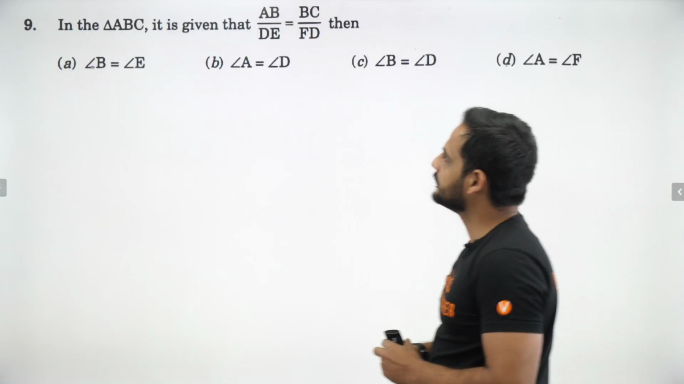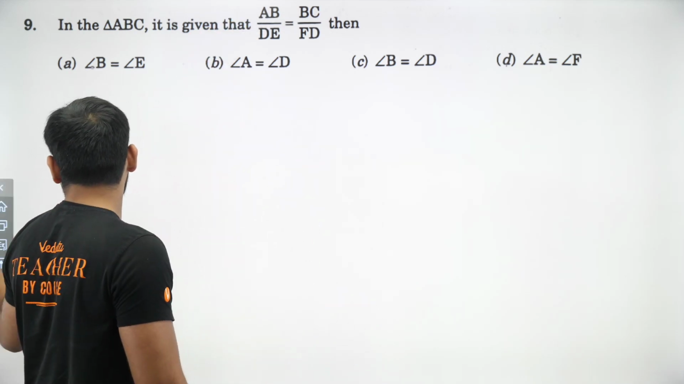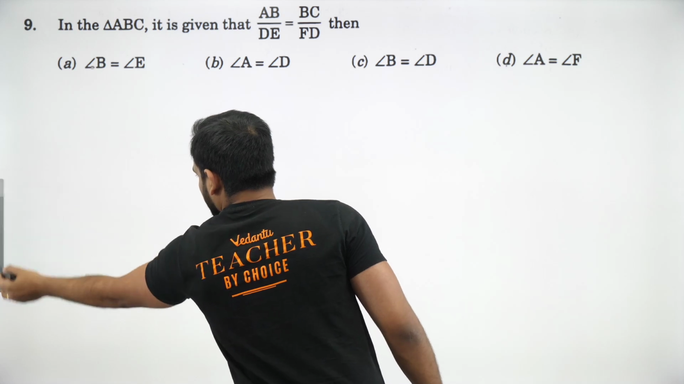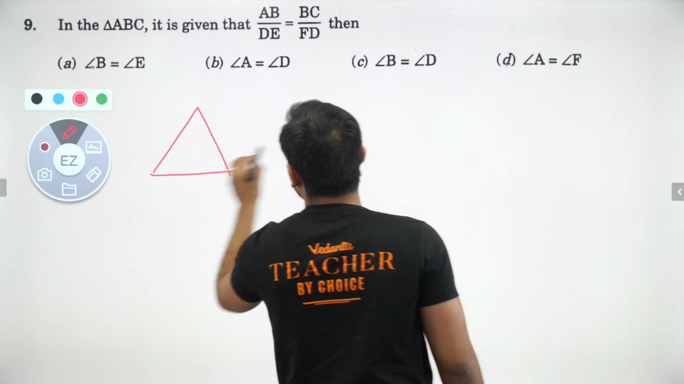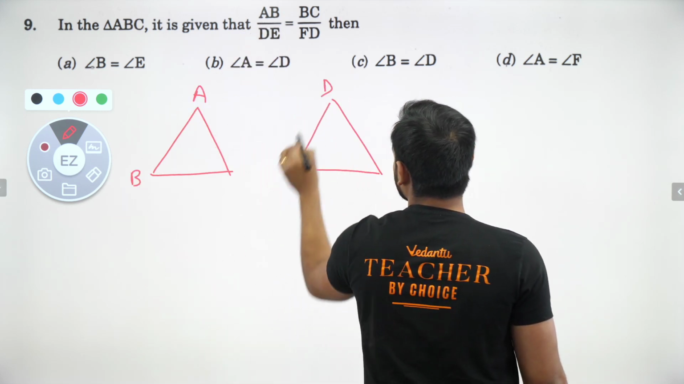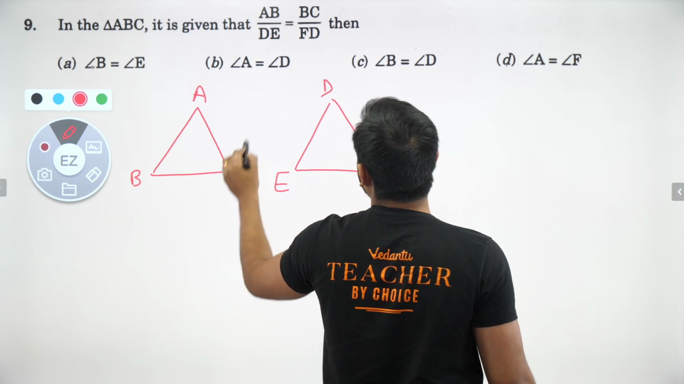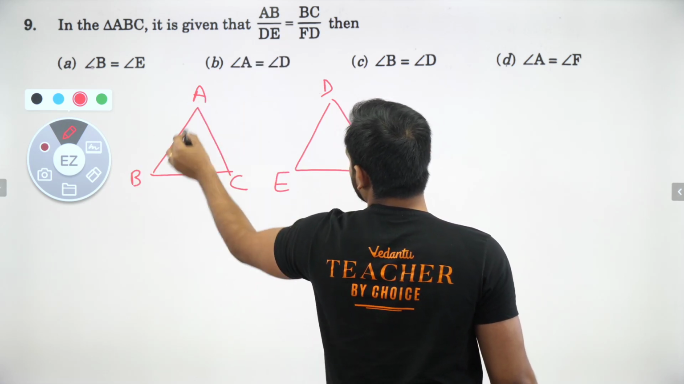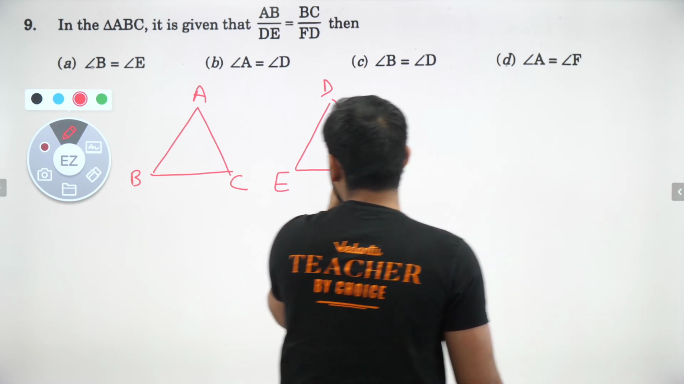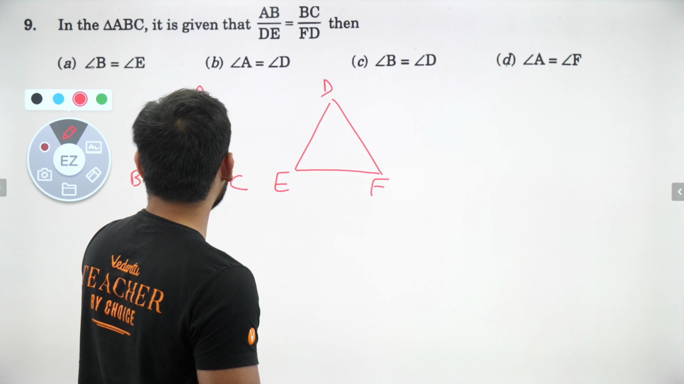The next question is this. In the triangle ABC, it is given that AB by DE is equal to BC by FD. Then, first think about how the triangles must have been. Draw two triangles. AB and DE are corresponding sides. Then BC and FD. AB is here, DE is here, BC is here.